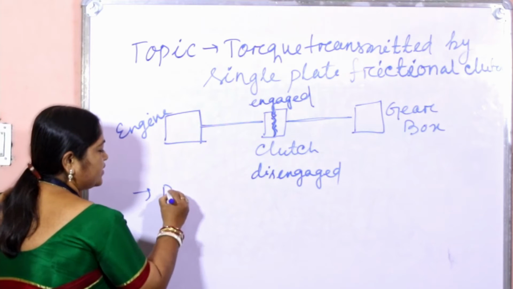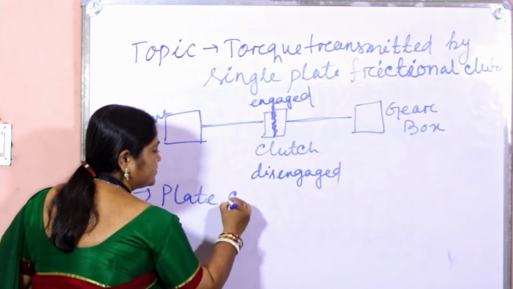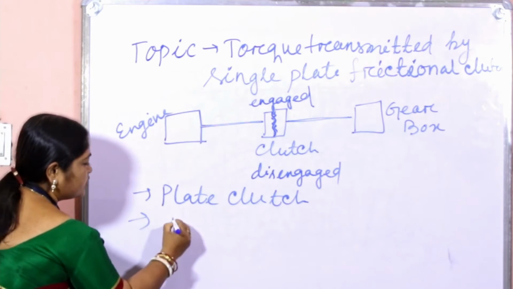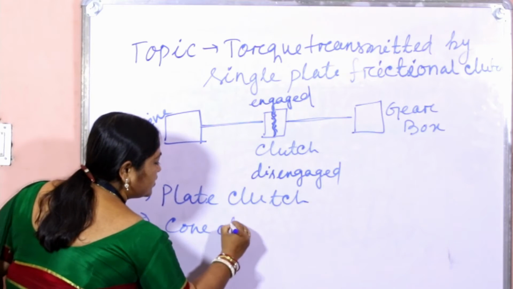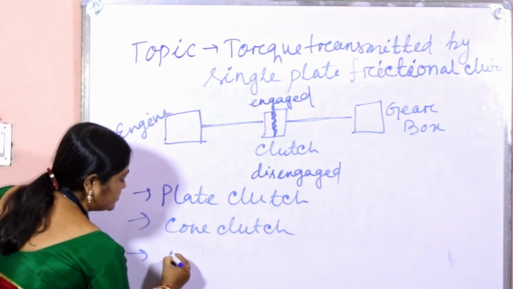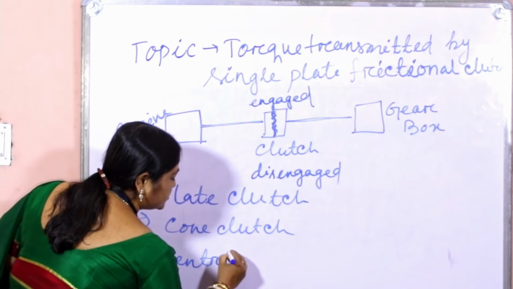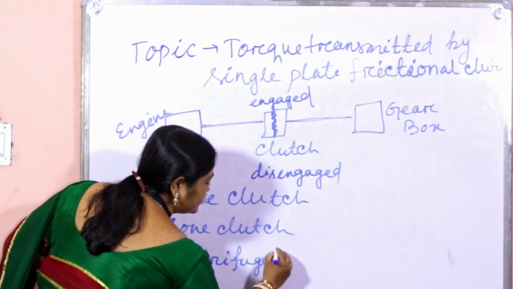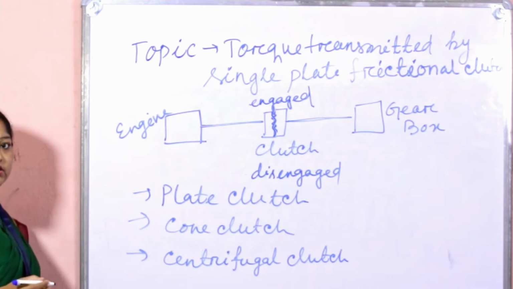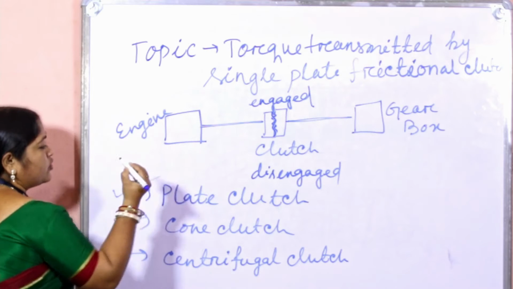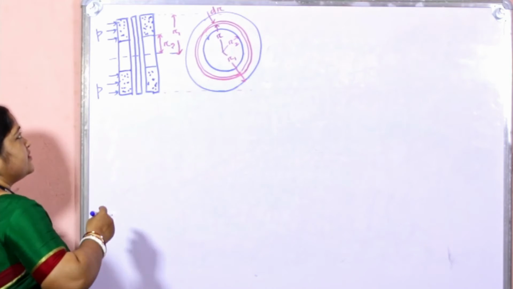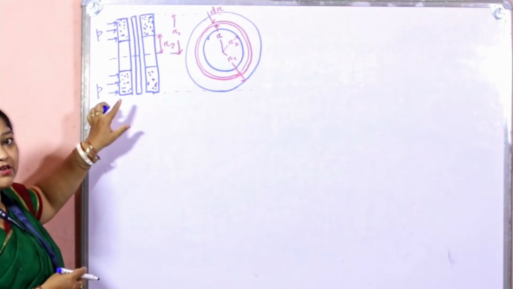So there are different types of clutch. One is the plate clutch, another one is the cone clutch, and another one is the centrifugal clutch. Today we will discuss the torque transmitted by a single plate clutch. This is the single plate frictional clutch.